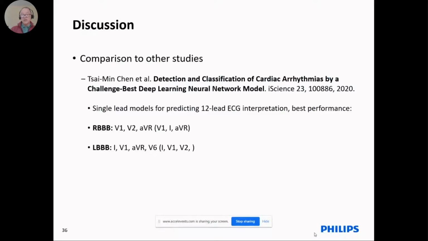So for right bundle branch block, their top 3 most important leads were V1, V2, and AVR, compared to our top 3, V1, lead 1, and AVR. So V1 and AVR in common. And then for left bundle branch block, they had lead 1, V1, and AVR. We had lead 1, V1, V2. So there we had lead 1 and V1 in common, the top 2 in common. So we got similar results to that other paper with a different algorithm strategy.